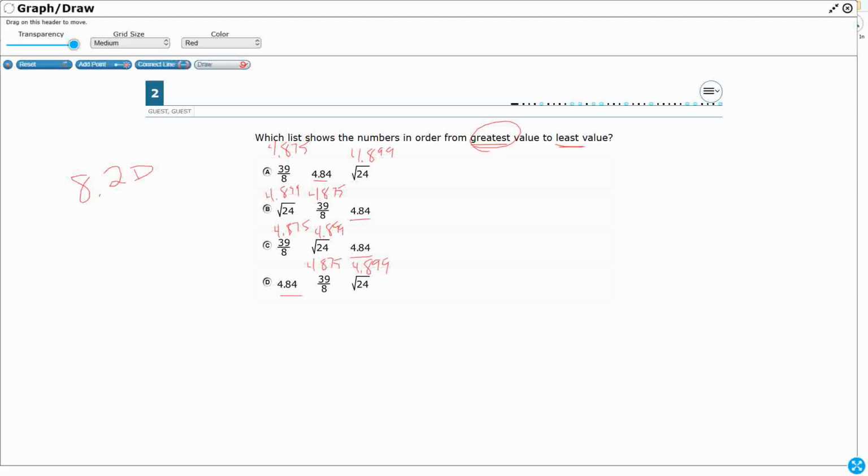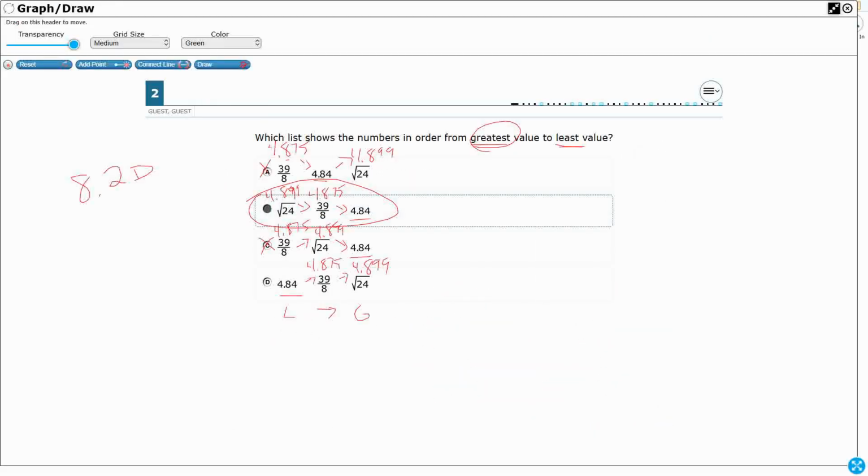All right, so this 4.875 goes down to 4.84, but then it goes back up, so that's not going to work. All right, so 4.899 then goes to 4.875, then goes down to 4.84. Okay, so this looks good. You notice how this goes up and this goes down, so that doesn't work. And this is actually least to greatest. This goes up all the way. All right, so our answer there is B. And so let's select that.